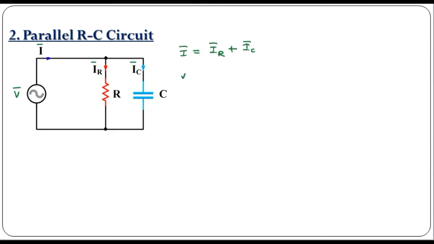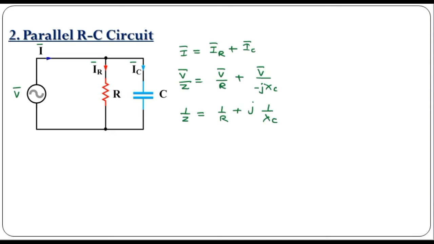So the total current I is given by V phasor by impedance, which will be equal to V phasor by R plus V phasor by the capacitive reactance. The capacitance is represented by minus j into X of C. So if we simplify, V phasor will get cancelled out, so we get 1 by Z equal to 1 by R, and this j will go in the numerator, so it will become plus j into 1 by X of C.